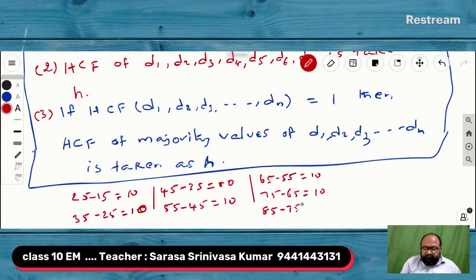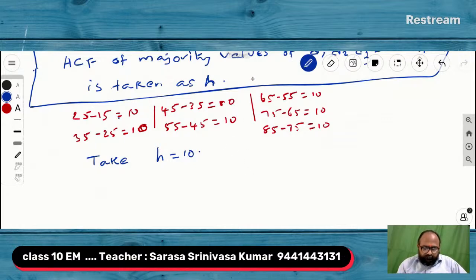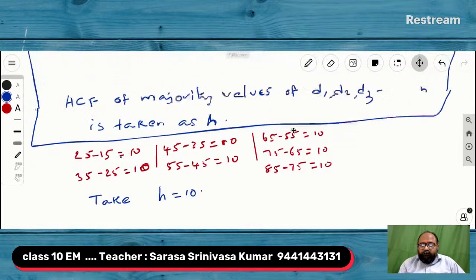85 minus 75 equal to 10. So we can take h equal to 10. So take h equal to 10. Now we calculate ui.